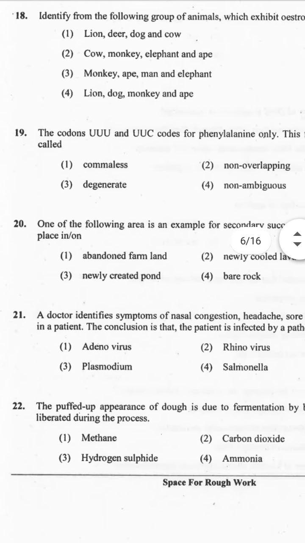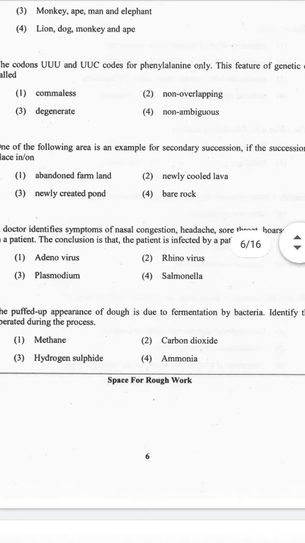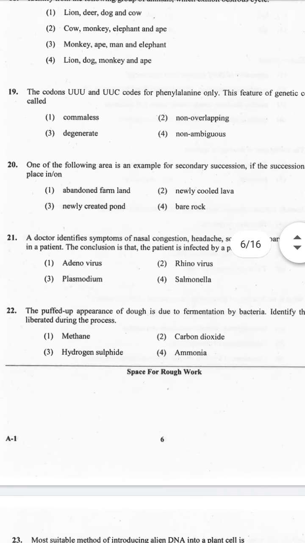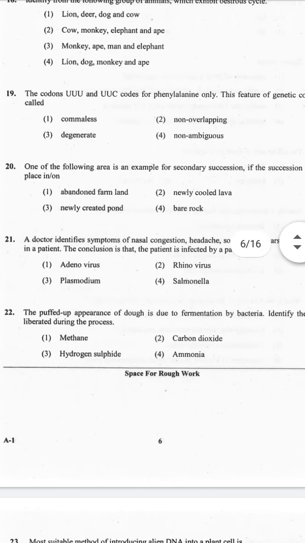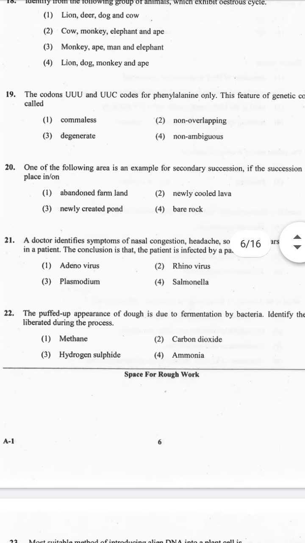One of the following areas is an example for secondary succession if the succession takes place in: 1, abandoned farmland, 2, newly cooled lava, 3, newly created pond, 4, bare rock. The correct answer is option 1. Let's see the explanation. Primary succession takes place in a newly formed area like new ponds and bare rocks, and the areas where the soil is unable to develop sustainable life, like newly cooled lava and retreated glacier areas.